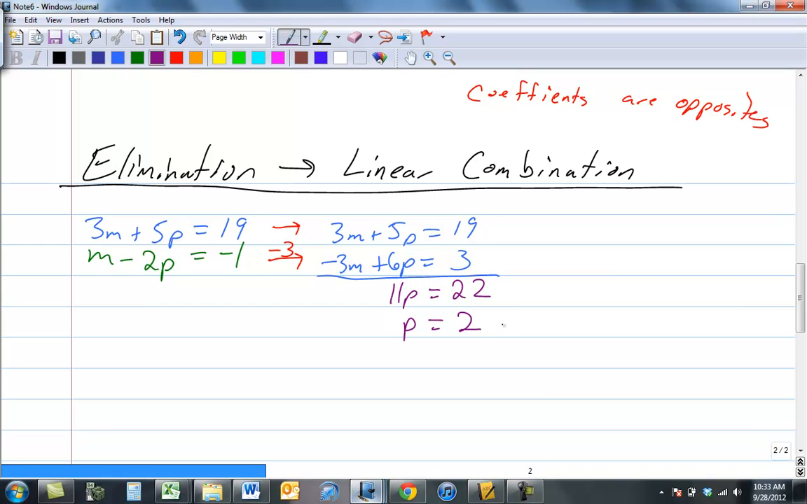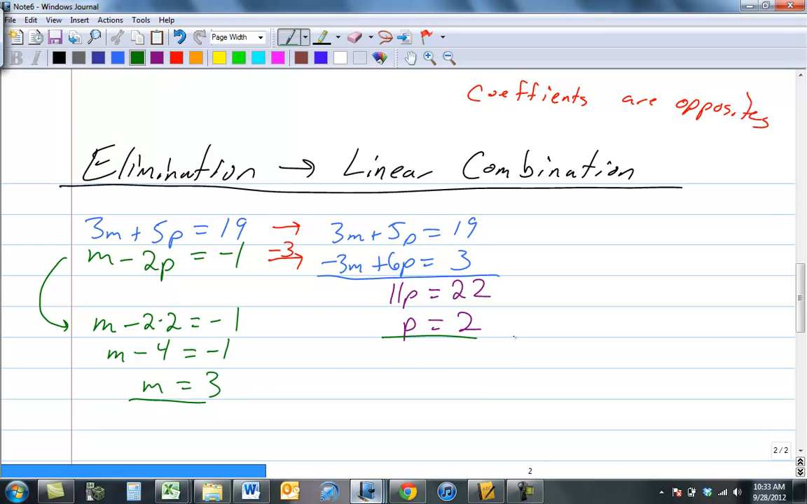All right, but now we still got to find m. What you do is go back to the beginning. Choose any one of these equations. Doesn't matter which, top one or bottom. I'm going to go with the bottom one because m minus 2 times p, which is 2, equals negative 1. Oh my goodness, so m equals 4. Oh my gosh, I'm sorry, y'all. M minus 4 equals negative 1. So m is 3.